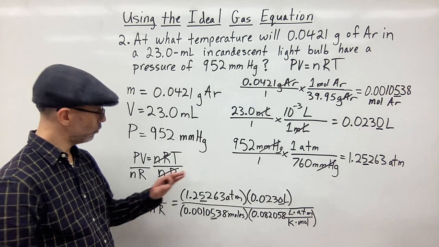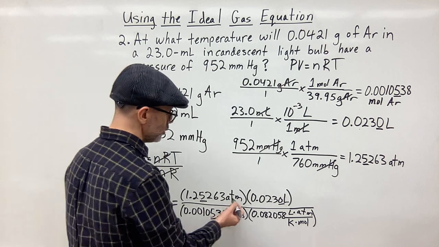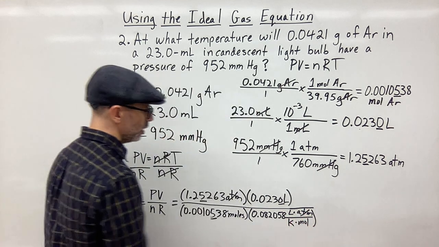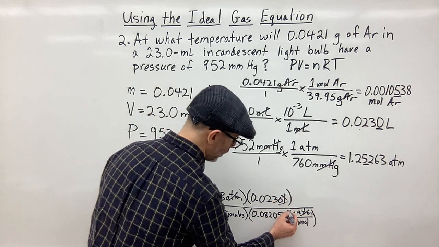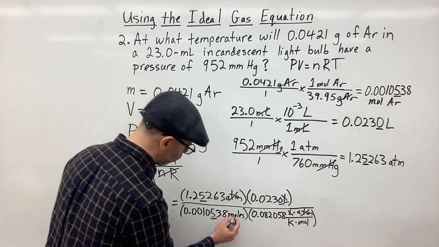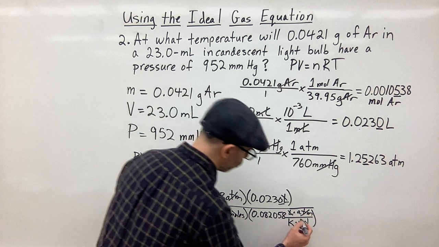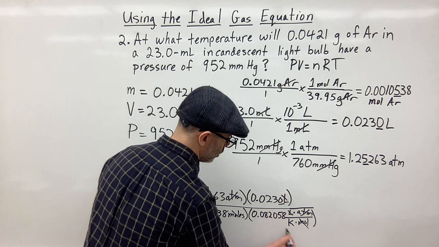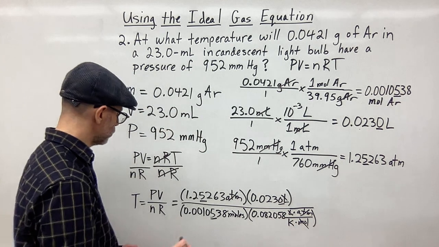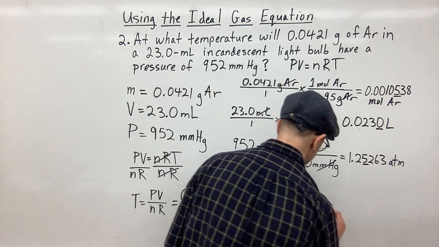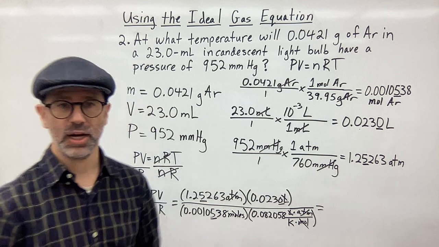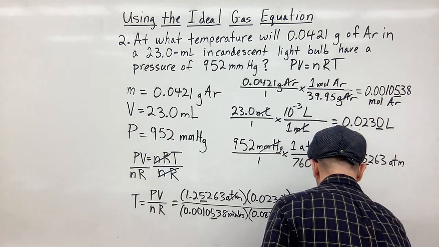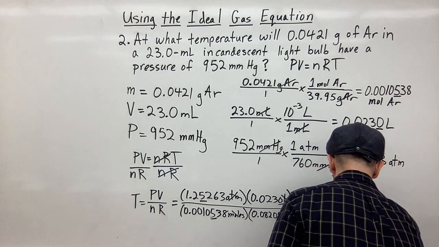All right, so now we can cancel out the units. So atmospheres on top cancels out with atmospheres on the bottom. Liters on top cancels out with liters on the bottom. Moles cancels out with moles on the bottom. And so we're left with K. So here, Kelvin, which is great. So now if we calculate this, we'll get a temperature of 333 Kelvin.